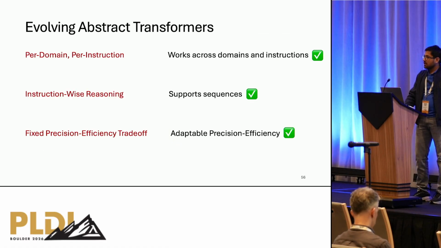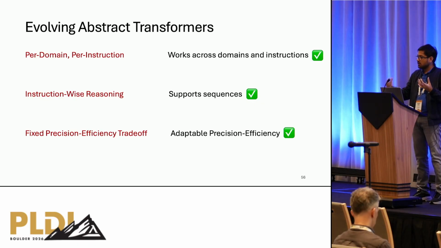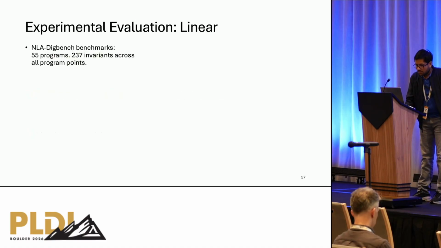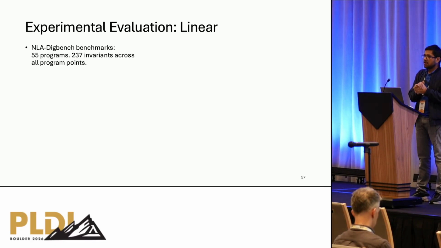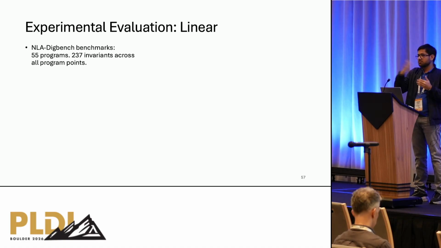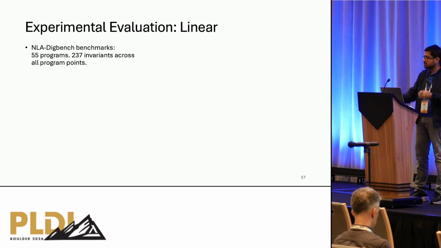So now, computing the sound space of outputs and efficiently traversing it using gradient descent also gives us this benefit of adaptable precision efficiency. Now I'll talk about our experiments. To evaluate, we used NLA DigiBench benchmarks. These are the state-of-the-art benchmarks for affine and nonlinear reasoning. They have these 55 programs, and across programs they have these 237 invariants.